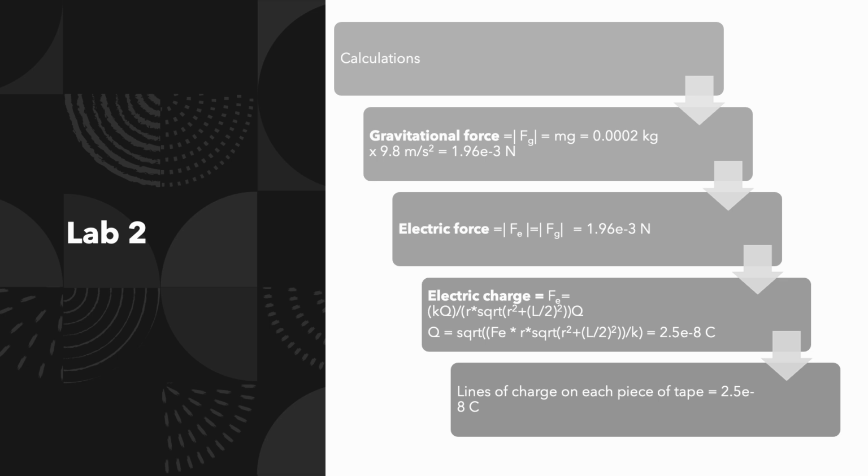So F is equal to kq divided by r times the square root of r squared plus (L/2) squared, times q, where r is the distance between the two tapes and L is the length of the tape. So I isolated for q, and I found that the lines of charge on each piece of tape is 2.5 times 10 to the power negative 8 coulomb.